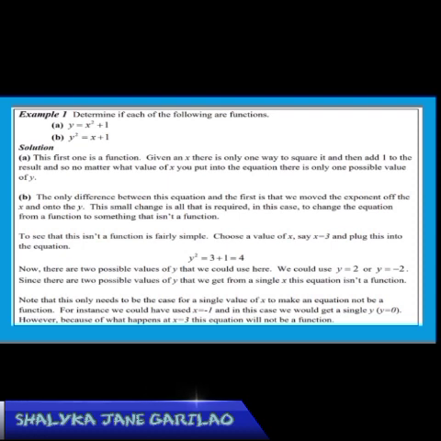And letter B, the only difference between this equation and the first is that we moved the exponent from the x to the y. This small change is all that is required in this case to change the equation from a function to something that isn't a function. To see that it isn't a function is fairly simple. So choose a value of x equals 3, then plug into the equation. So y squared equals 3 plus 1 equals 4. So we could see that there are two possible values of y, and therefore we can say that it is not a function because a function says that x will yield only one possible value of y.